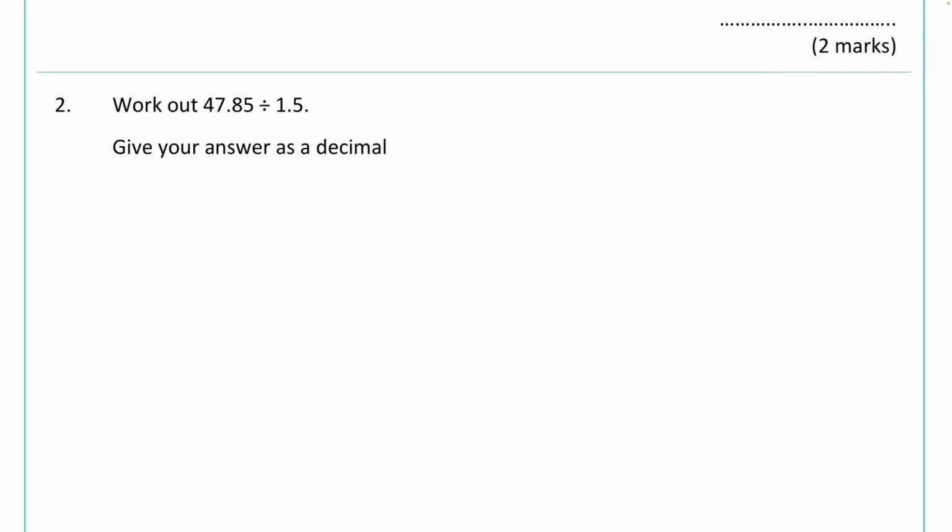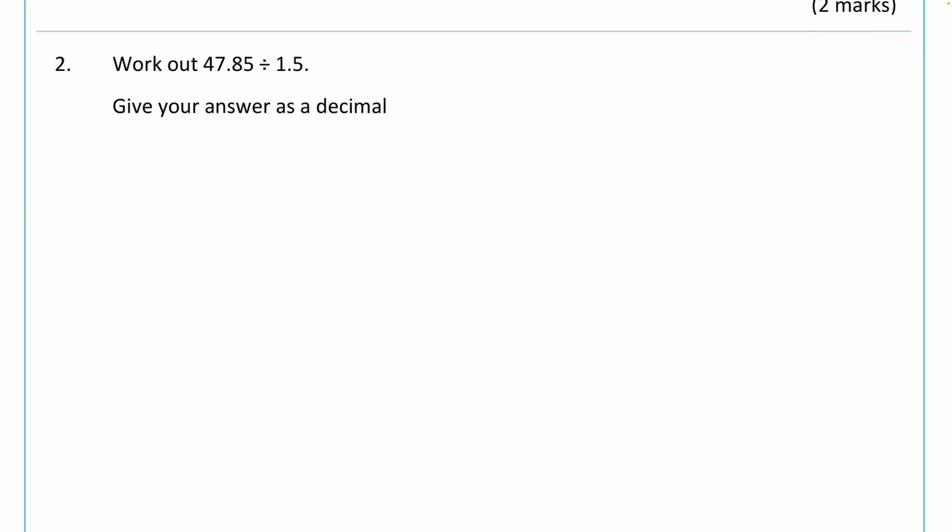Question 2 here, we are dividing decimals. So we have 47.85 divided by 1.5. And it says to give your answer as a decimal. So we want to take the decimals out here. We're going to do 4,785 and divide it by 15. To do that, we'll use bus stop division. So 4785 divided by 15.